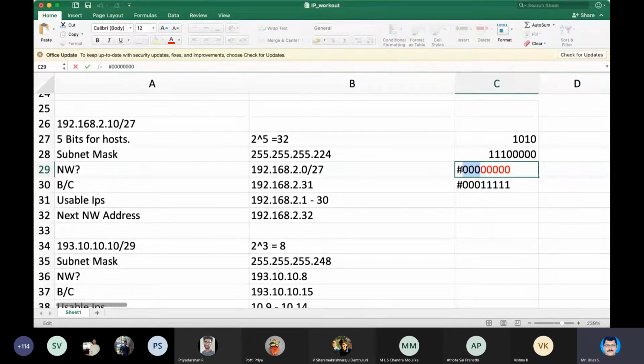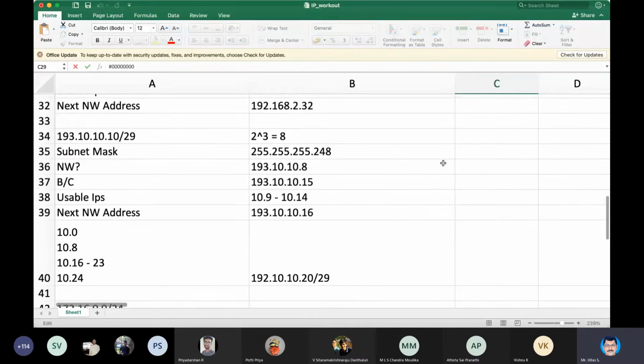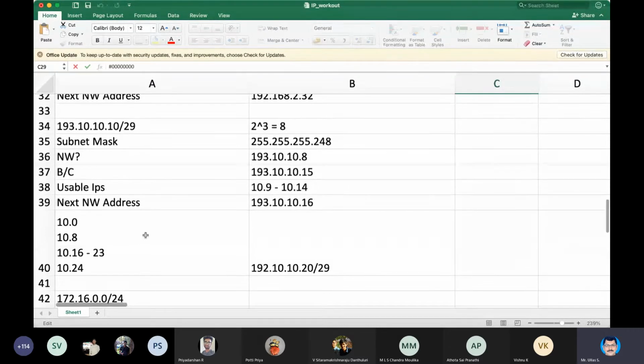So what are those subnetworks? The first network I said .0, the second one 32, the third one 64, the fourth one 96. Likewise it keeps on going. Similarly, in this case I said .0, .8, .16, .24, .32, .40. It keeps going until it reaches 256. No, it will not reach 256. The last one will be 248.